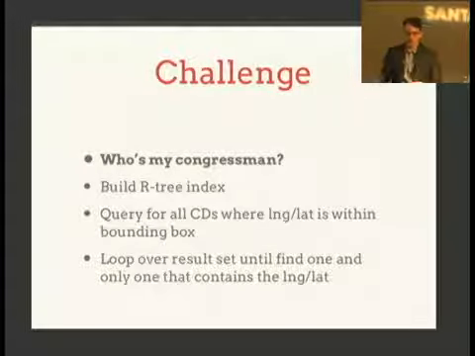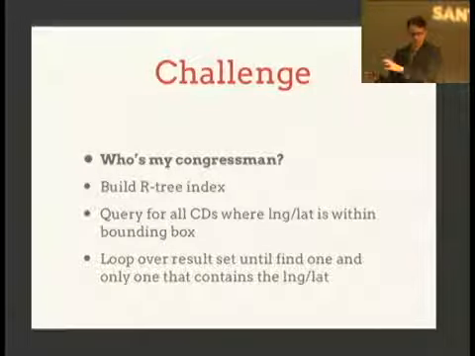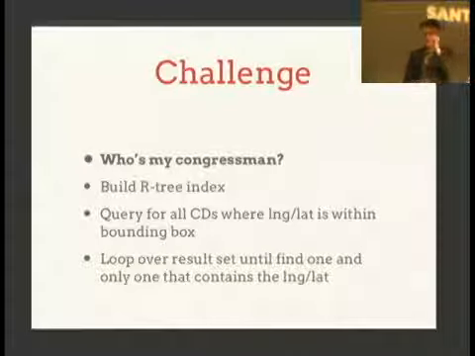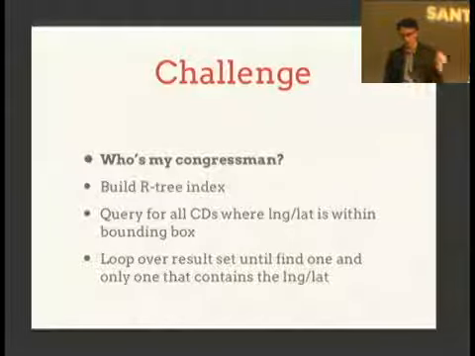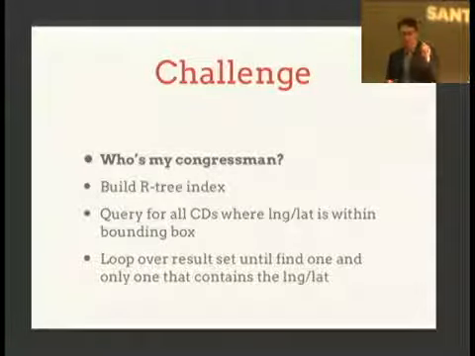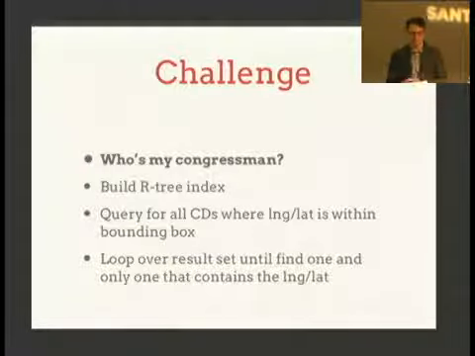So just to give you a hint of how you might do this, I would build an R-tree index. I would query for all congressional districts that the point we found from geocoding is within, and then loop over the result set to find the one and only one congressional district that point is in, and then return the name of the congressman.